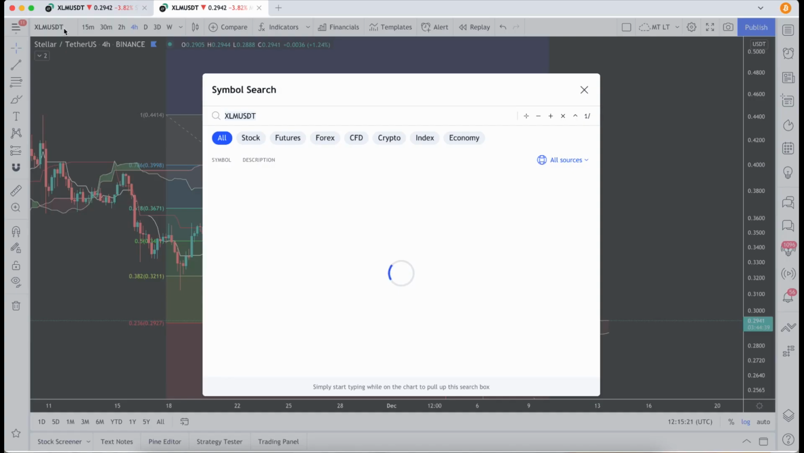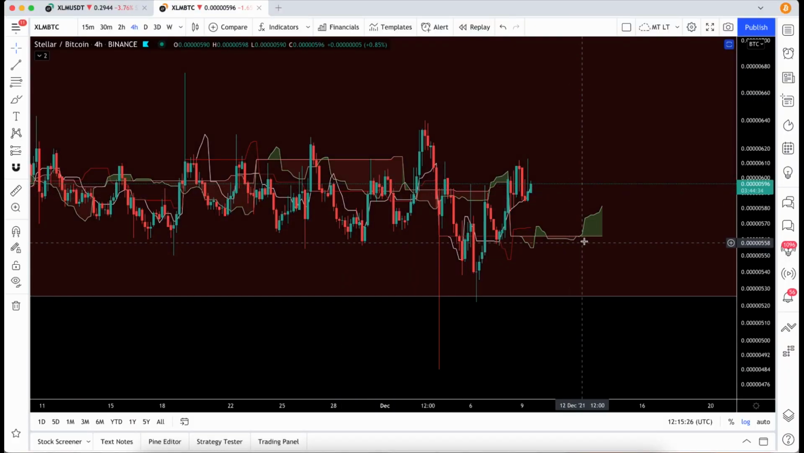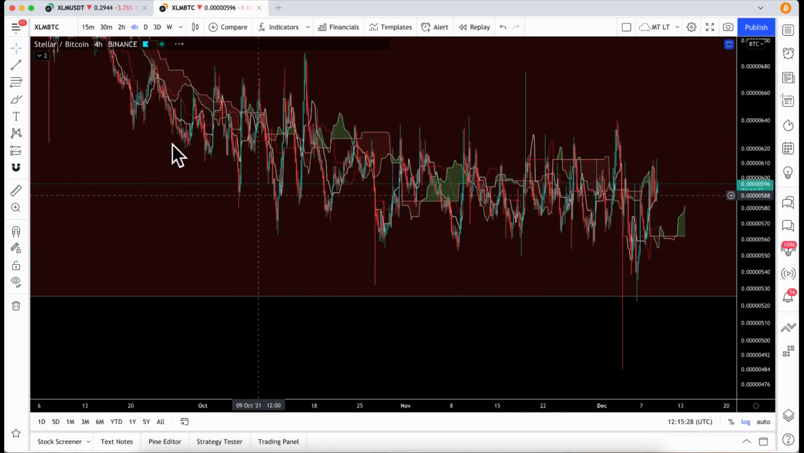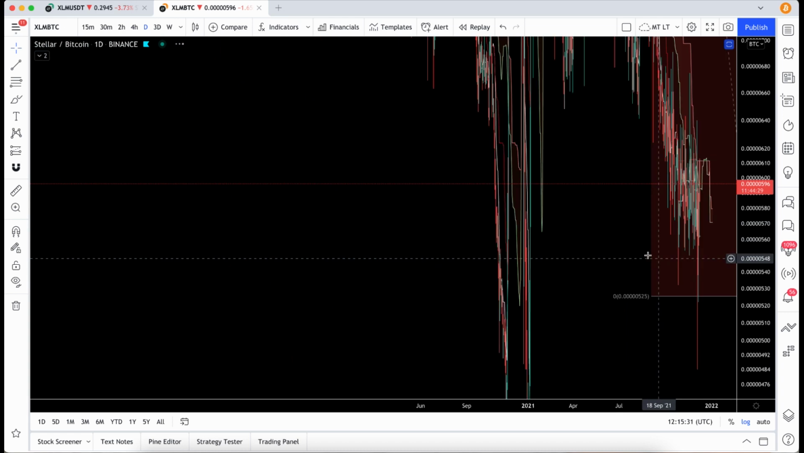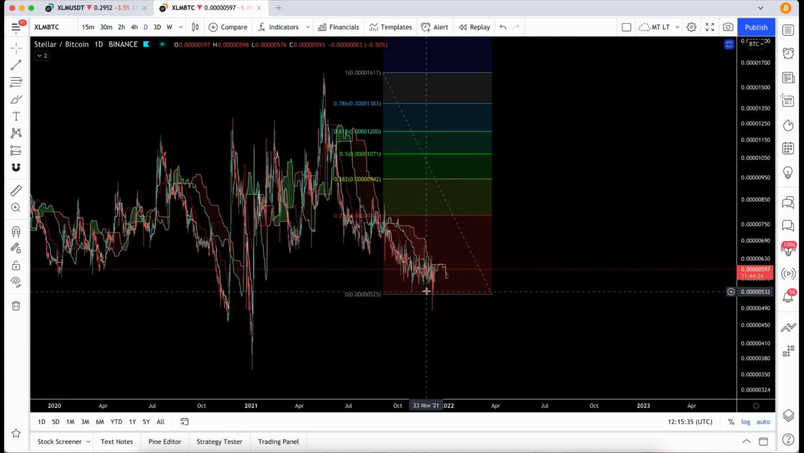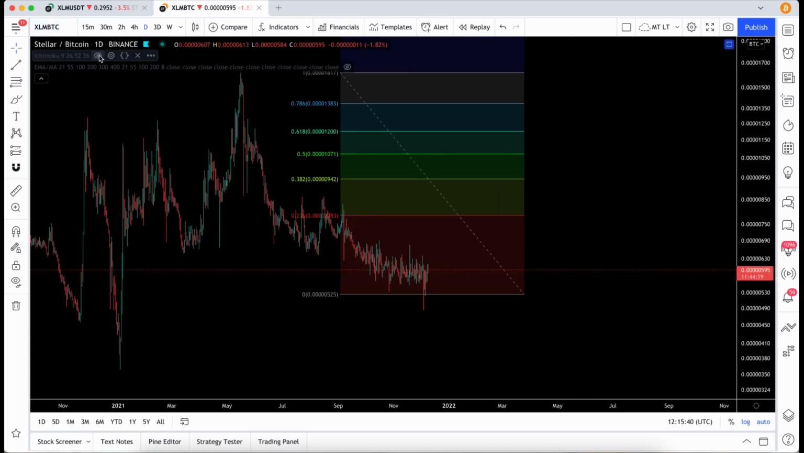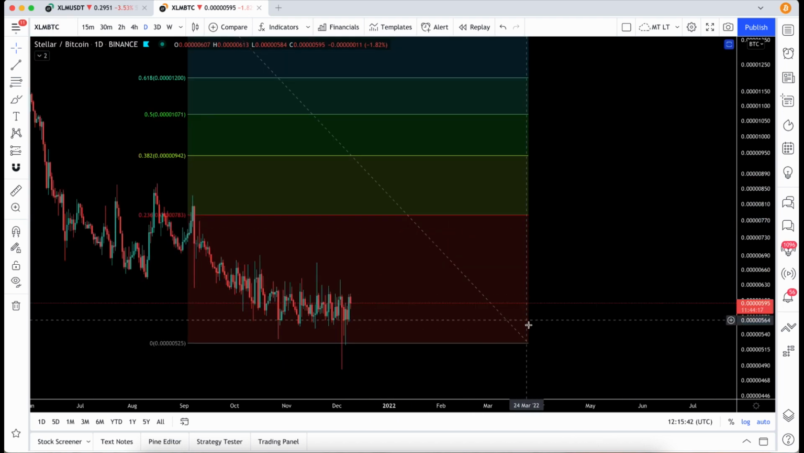Now let's take a look at the Stellar Lumens BTC pair real quick before I end this video. So it's the 4-hour, but we will switch to the daily time frame to have a better idea of where we are right now. By the way, I made this Fibonacci last month, and it is valid even right now as well.